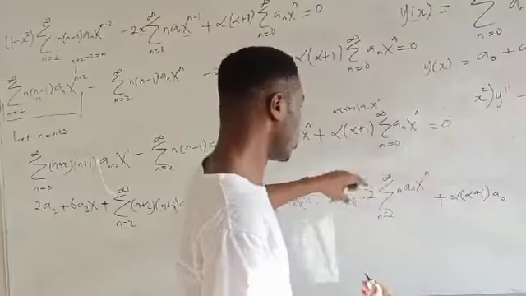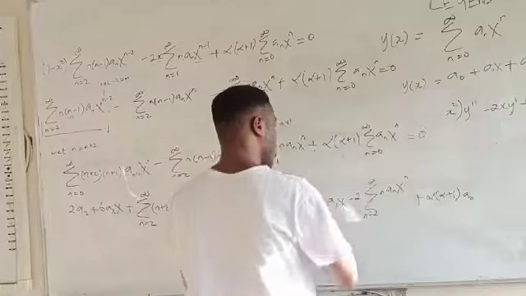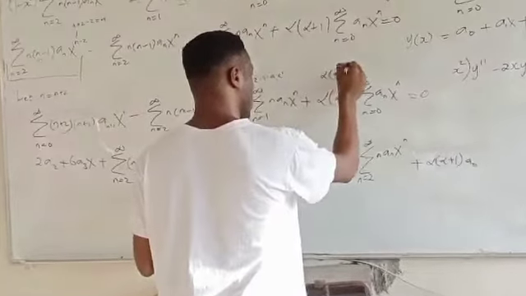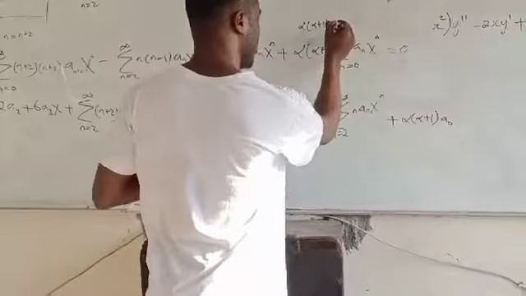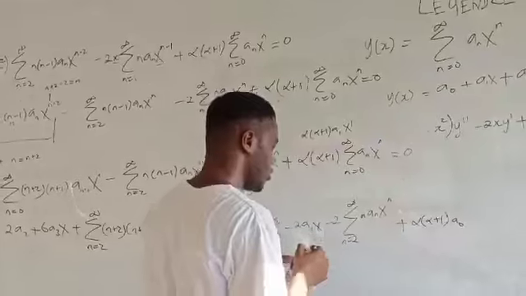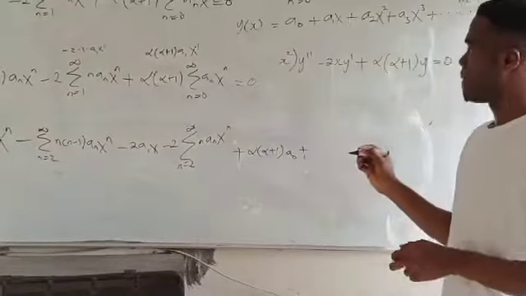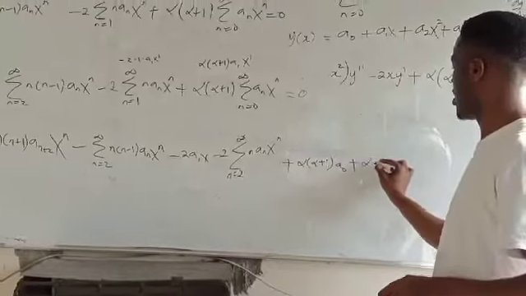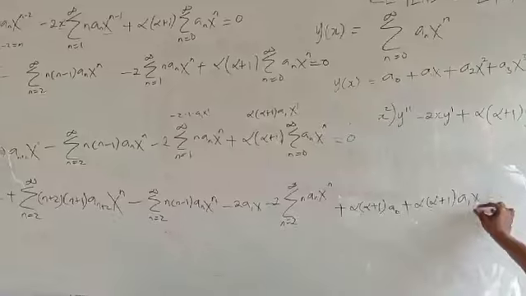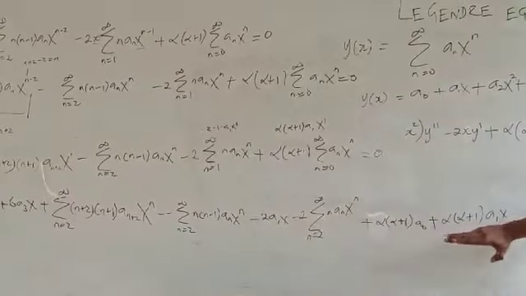Now when n is equal to 1, we have alpha bracket alpha plus 1, a1x raised to the power of 1. So from here, this becomes alpha bracket alpha plus 1 a1x. Okay, so this is when n is equal to 0 and when n is equal to 1.